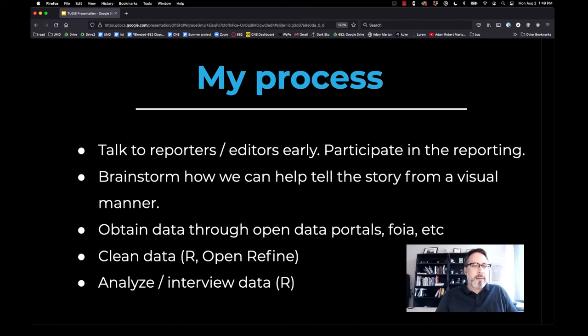Do we use maps? If we're going to use maps, what data do we need? And then obtain that data, generally through open data portals or through FOIA, PIA requests, whatever we need to do to get our hands on the data that we need to tell the story. Then once I have it, I clean the data using R and OpenRefine, then analyze the data, what we call interviewing the data, which is where we come up with a list of questions and then do data analysis to try to answer those questions.